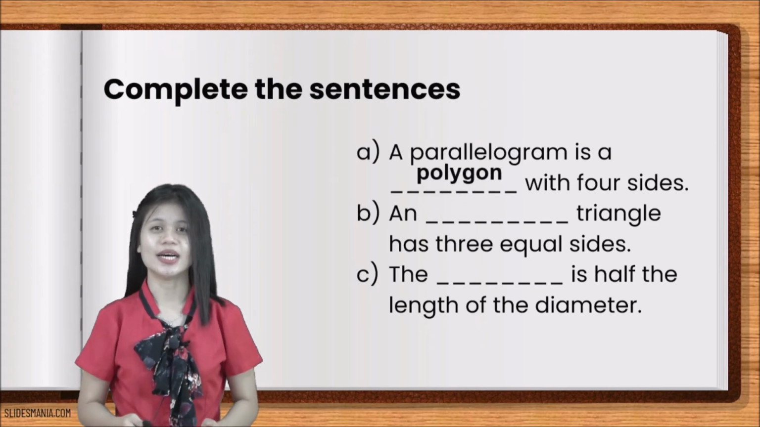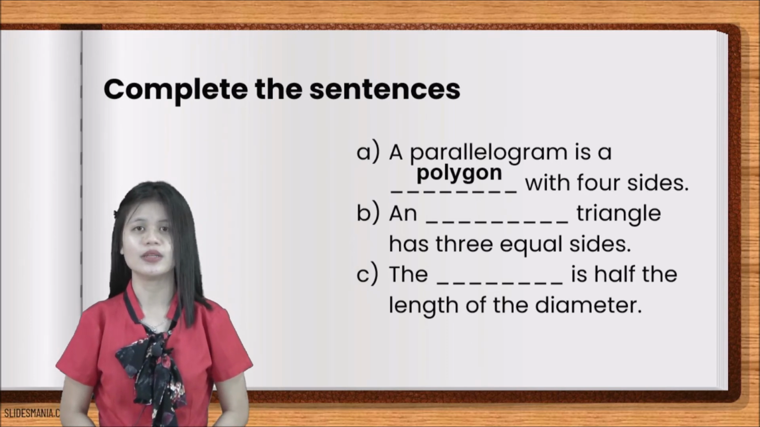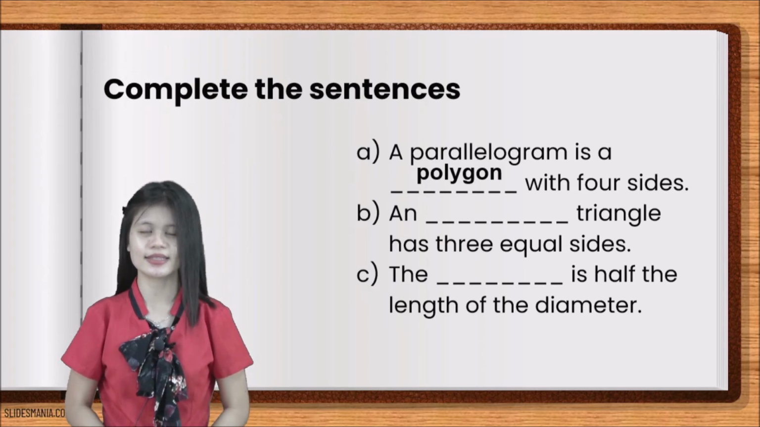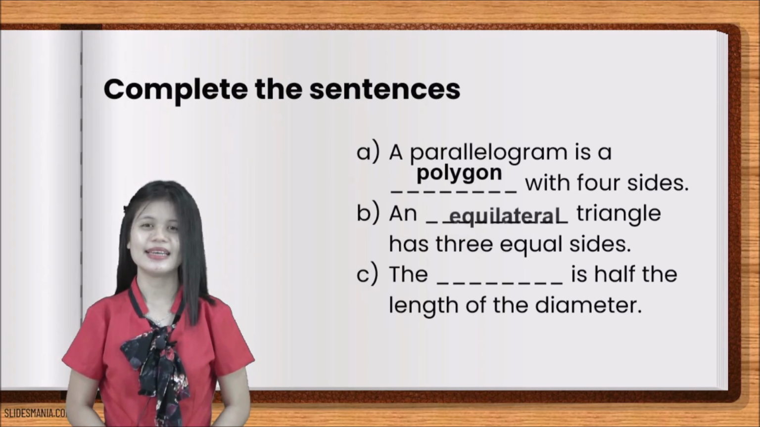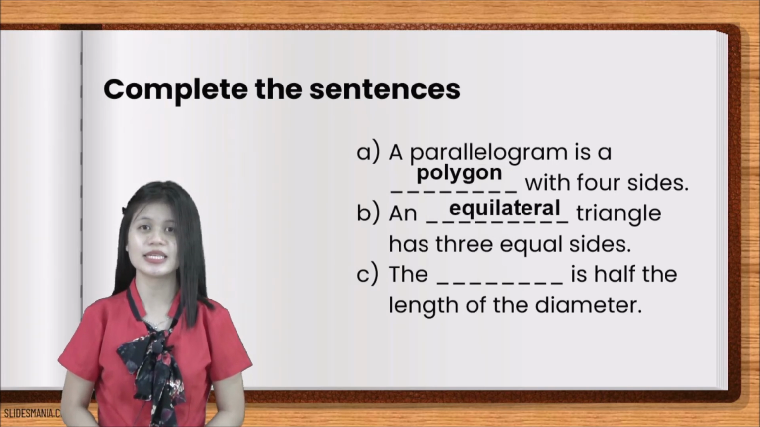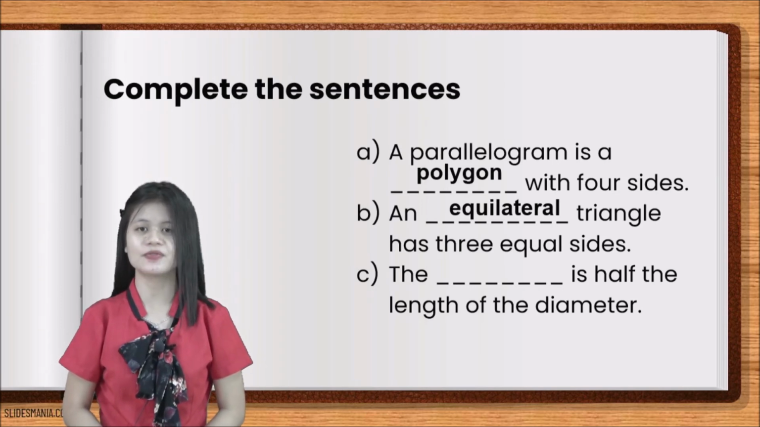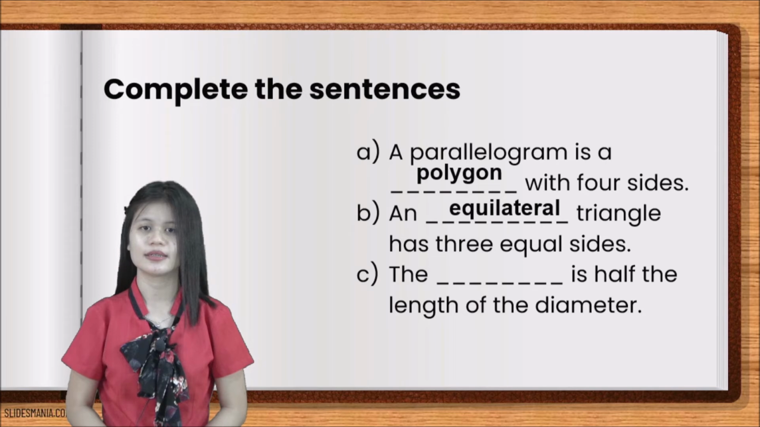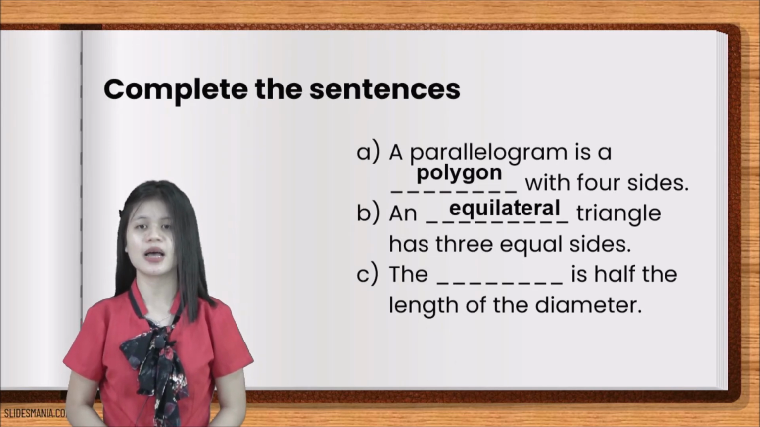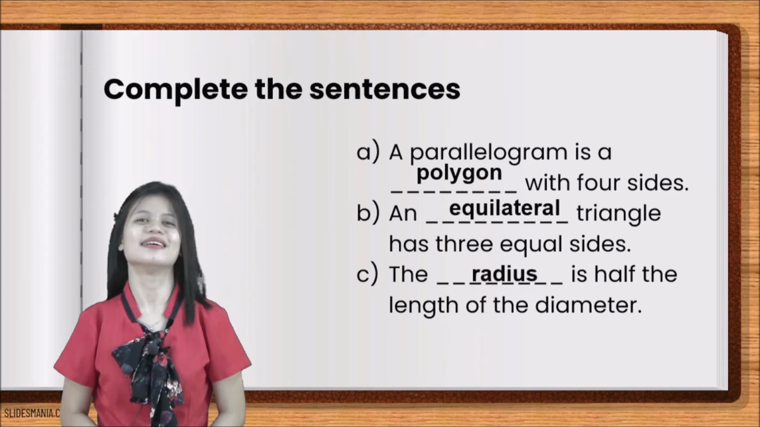B, a blank triangle has 3 equal sides. What do we call the triangle? Has 3 equal sides. It is equilateral, from the word equi means equal. C, the blank is half the length of the diameter. What is it? Half of the length of the diameter. Yes, it's radius.